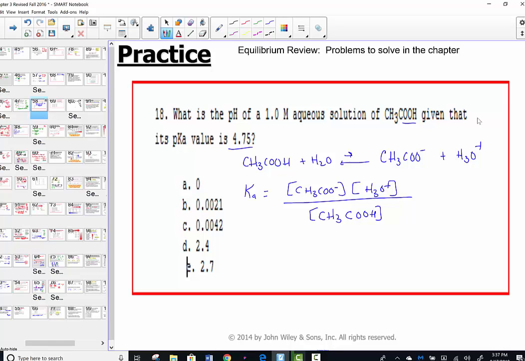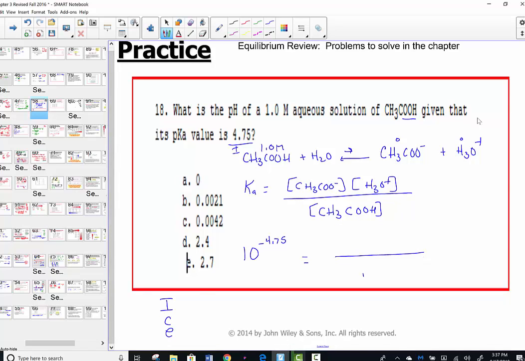Well, we were given pKa, so here I can write 10 to the negative 4.75. That's the Ka expression. Set equal to, well, what about these values for the ions? If we think about an old-fashioned ICE chart, we would know that initially this was 1 molar, and initially these were 0. They had not yet formed in the initial concentration. I'll just write this ICE down here. So as time goes by, we see that the molecular form of the acid decreases.